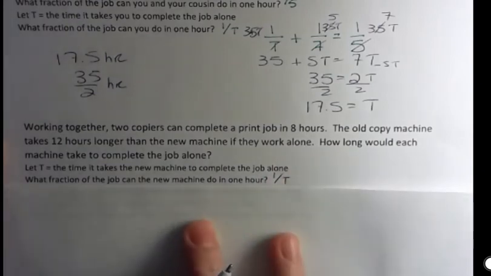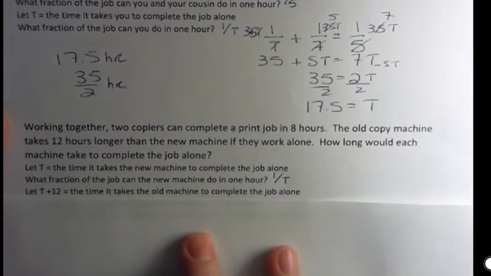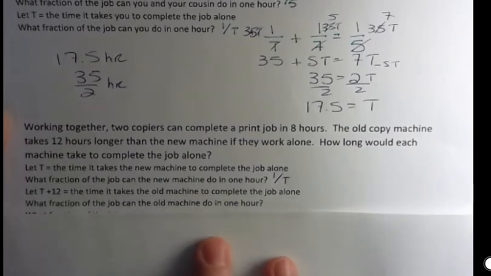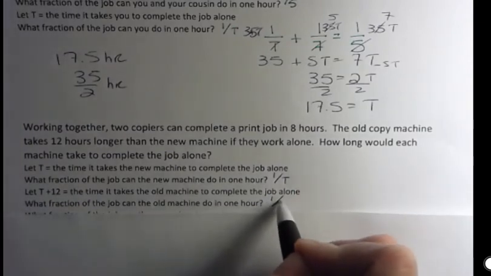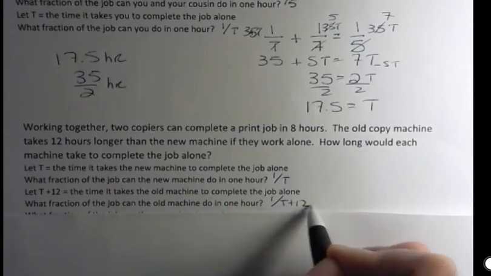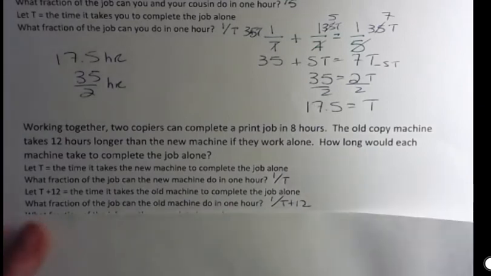How could I describe the old machine without bringing in a new variable? Well, it takes 12 hours longer than the new one, so we're going to describe that as t plus 12, the time it takes the old machine to complete the job alone. It's working much slower. What fraction of the job can the old machine do in 1 hour? Again, we're just taking its time and putting a 1 over it. So now we have 1 over t plus 12.